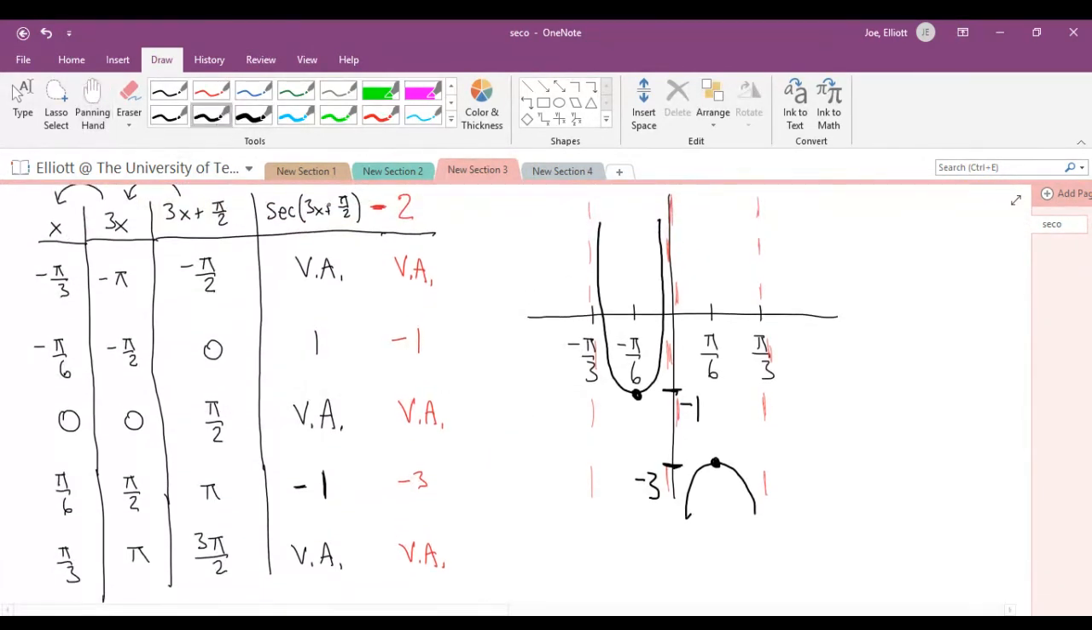So then if you needed to sketch more periods, you could work out a couple more values for x and the function in the table. If you don't need to be that precise, you can just sort of mimic the picture that you had.